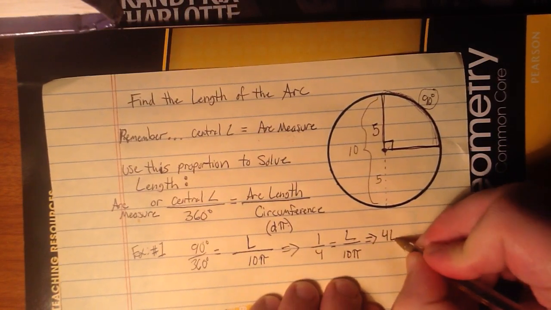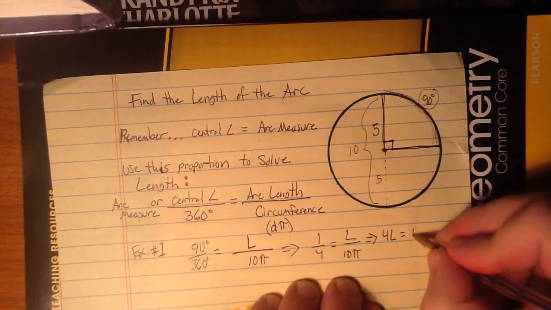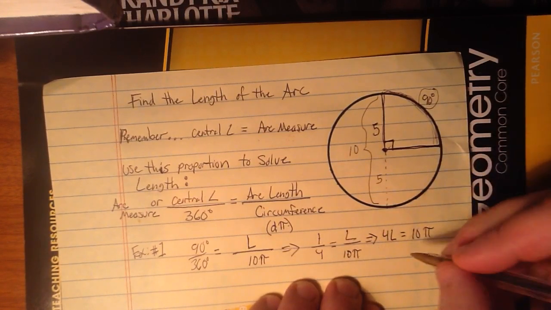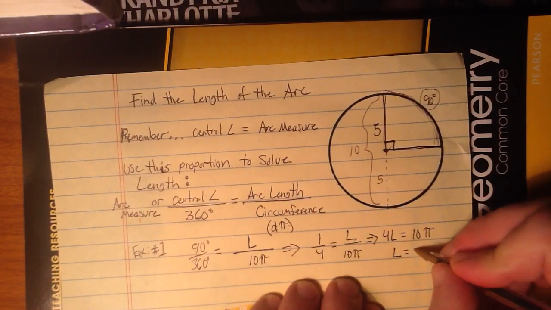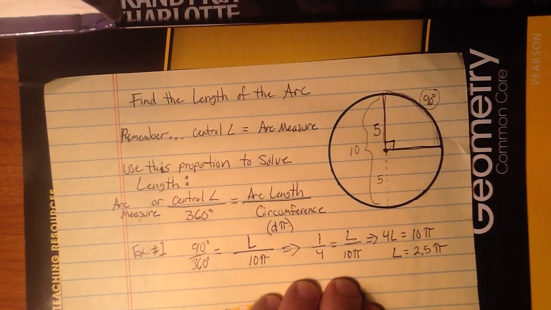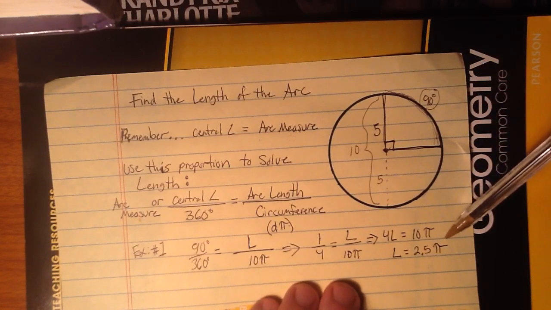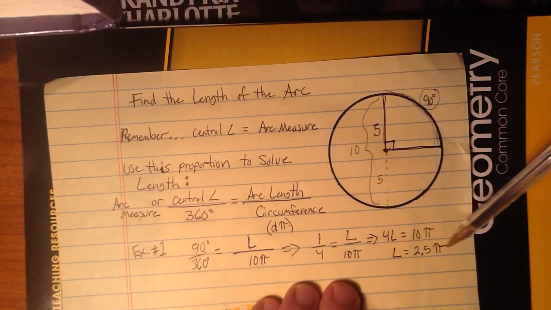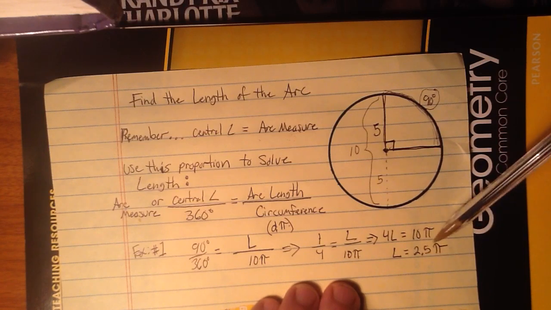So we have 4L equals 10 pi, because 1 times 10 pi is 10 pi, divided by 4. So L is just going to be 2.5 pi. And lots of times, even on that worksheet, it'll say leave your answers in terms of pi. So that's all you have to put, in terms of pi.